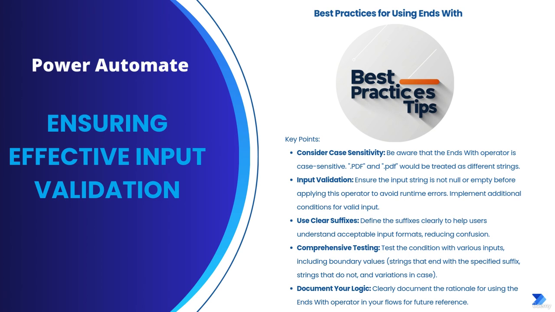Use clear suffixes. Define the suffixes you are checking against clearly. This helps users understand the rules for acceptable input formats and reduces confusion. Comprehensive testing. Test the condition with various inputs, including boundary values, for example, strings that end with the specified suffix, strings that do not, and variations in case, to ensure the logic functions correctly. Document your logic. Document the rationale for using the ends with operator in your flows. Clear documentation will help future users, or yourself, understand the logic and how it is implemented.